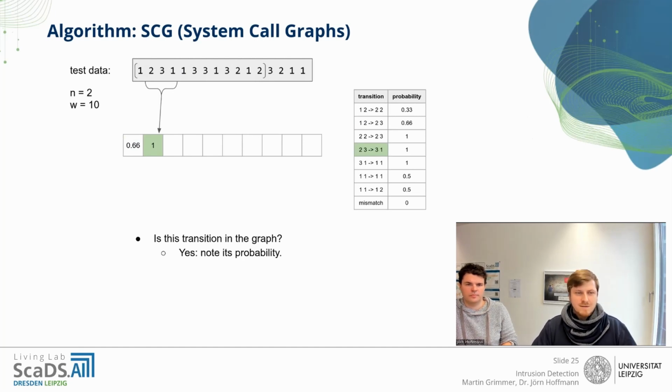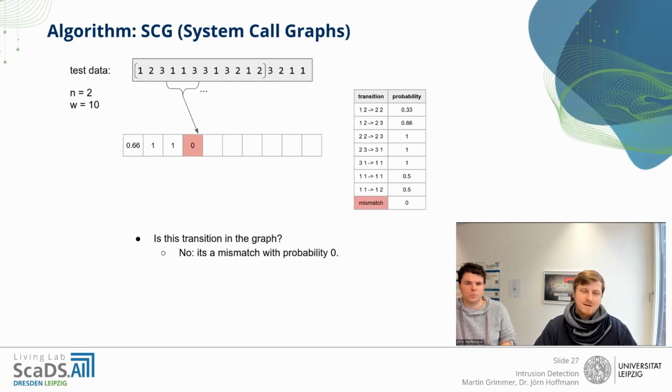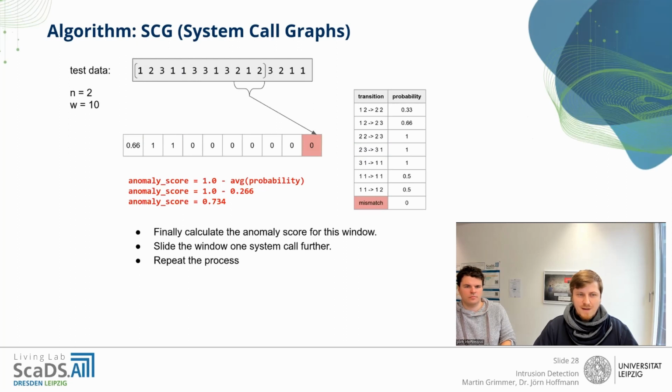And we do this for all other transitions in this test data until we reach a transition we do not have in this graph, and we call this mismatch. So this mismatch has a probability of 0, and we just note 0 here. We do this for the rest of the subsequence, and then we can finally calculate the anomaly score here, as you can see.